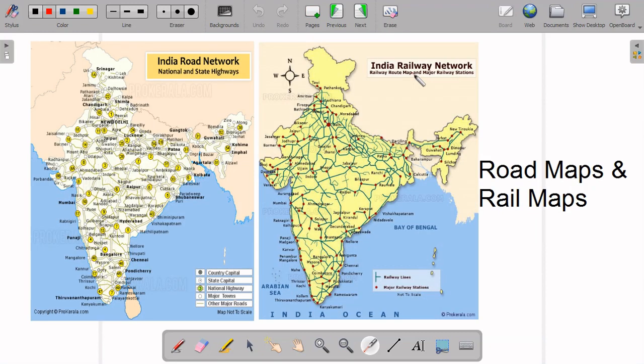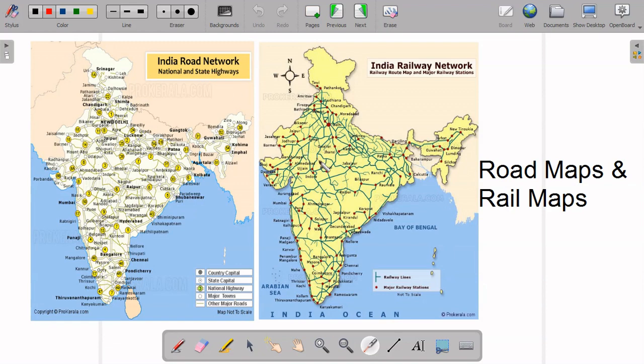Then the next type of map is the road map. The purpose of preparing this particular map is to show the distance between two locations or two cities, the roadways, the construction of roads, or the availability of roads from one place to another. For this purpose, this map is prepared. Therefore, it is known as the Indian road map.